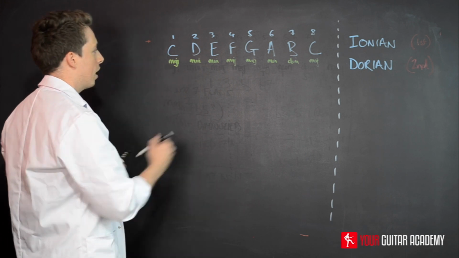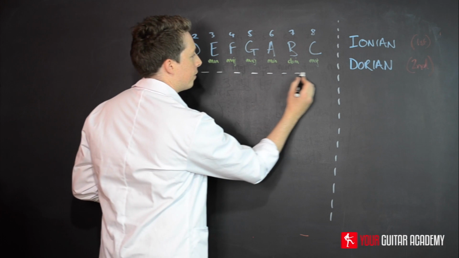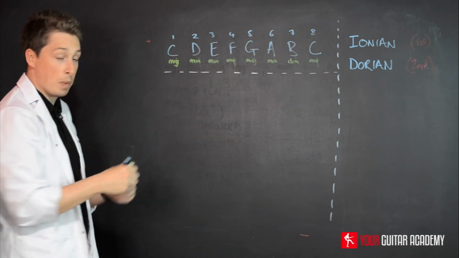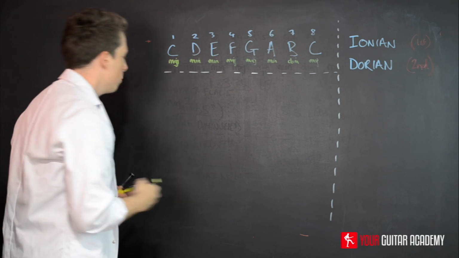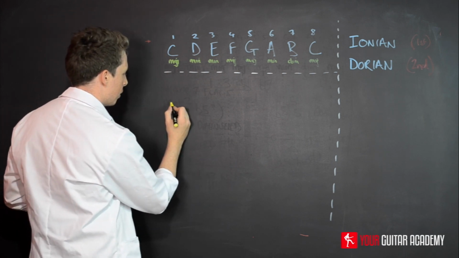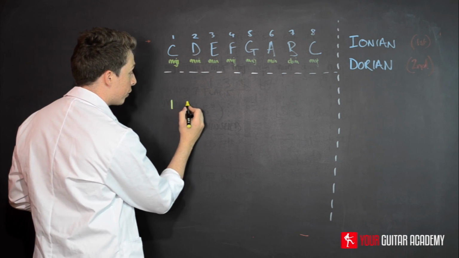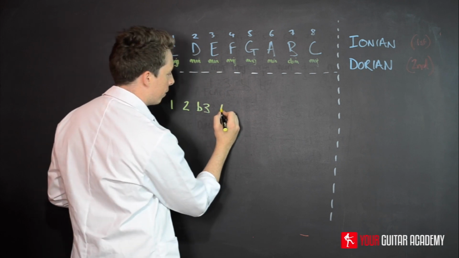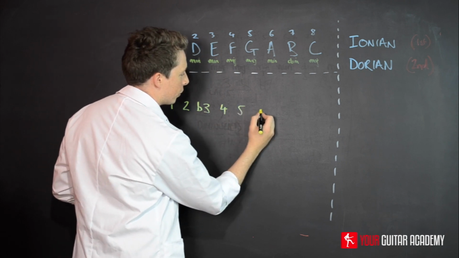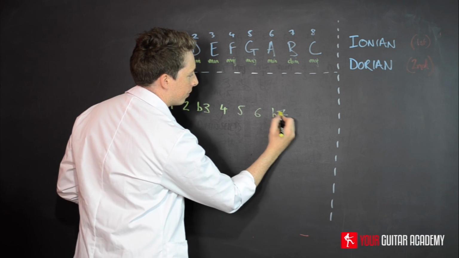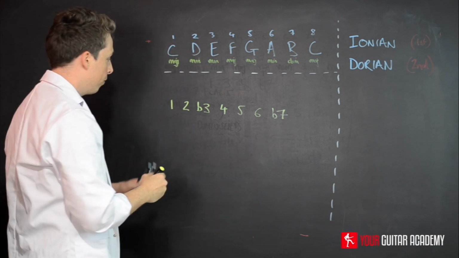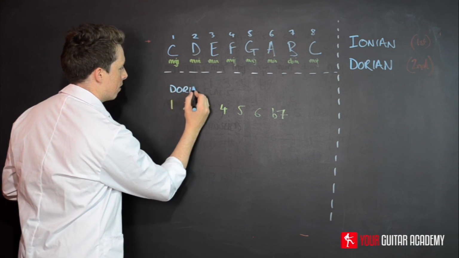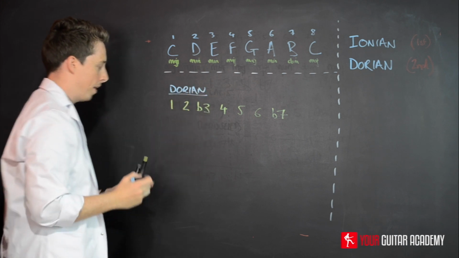So what I'm going to do for now is just cross off this thing up here. We're going to ignore that for a second, and we're just going to look at the formula for the Dorian, okay? So the formula for the Dorian looks like this, okay? It's a root, then it's the second, then it's the flat third, okay? Then it's the fourth, the fifth, the sixth, and a flat seven, okay? So that is the formula for a Dorian mode, okay? So I'm just going to pop that there.